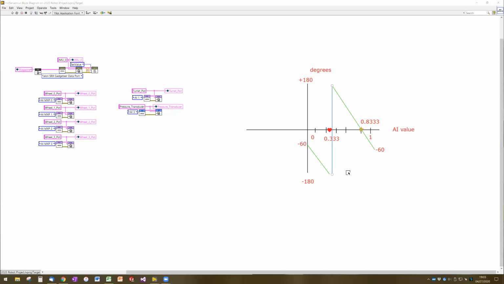Let's see. And then let me just sort of show an example of this real quick. So let's see here. No, well, that's not super useful. I'm not going to show that example because I don't know that it's super useful to show here. But does this make sense, or are there any questions about how we're going to convert the 0 to 1 value into a positive 180 to negative 180 degree value?